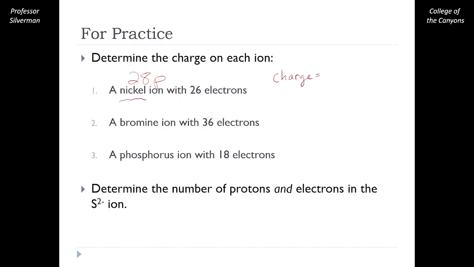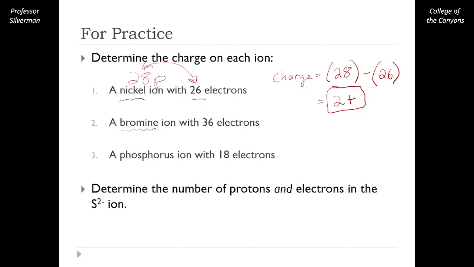Now we can calculate the charge. We can take the total number of positive charges, which is 28, and we can subtract the total number of negative charges, which is our 26 from our electrons. Our charge here is going to be 2, and in fact is a positive 2. For ions, we like to write the number first, followed by a positive or negative sign. In this case, we can say our charge is 2 plus, because we have 2 extra protons compared to electrons. We have 2 extra positive charges compared to our negative charges.